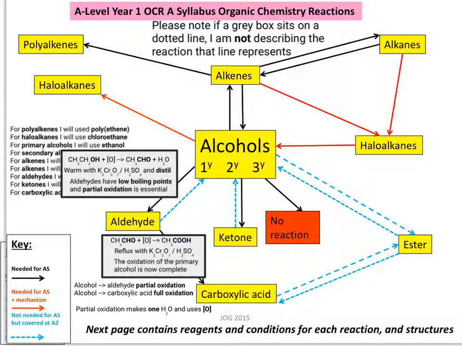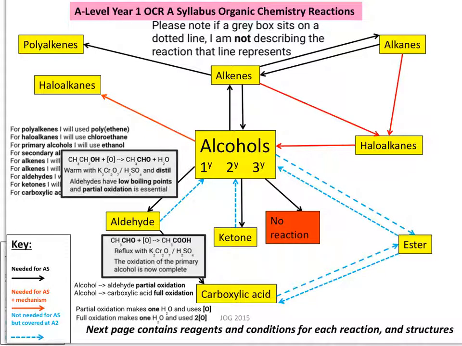So therefore partial oxidation makes one H2O and uses one oxygen in square brackets. Obviously the oxygen in square brackets is from the K2Cr2O7, but full oxidation involves two oxidation steps, so therefore your one H2O is still made, but you use up two oxygens in square brackets to make it balance.